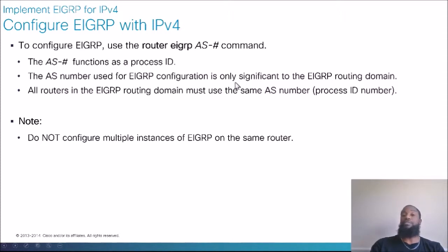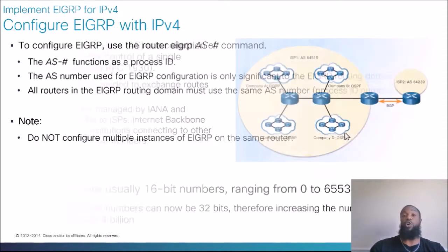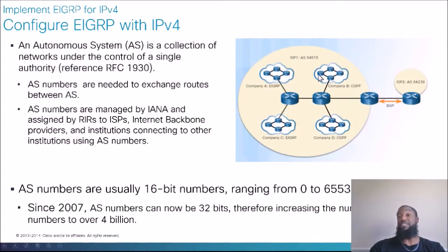The AS number functions also as a process ID, as you can see there, used for EIGRP configuration. It's only significant to the EIGRP routing domain. If you go back to this right here, it's only significant to this. They don't care what it is. Over here, notice this ISP, his AS is in BGP, but let's say he is an EIGRP router in 64.239. They're not going to become neighbors because they have to match when it comes to EIGRP.